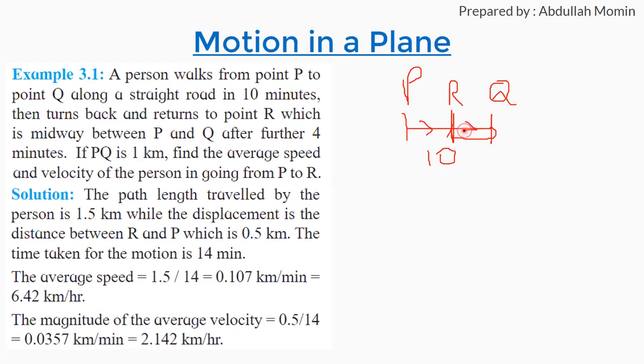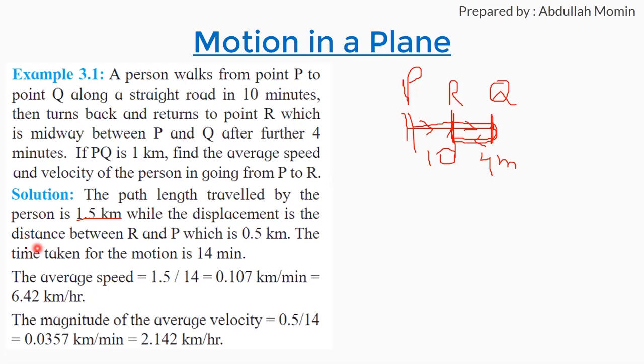Initially the person moves from P to Q in 10 minutes, then comes back from Q to R in 4 minutes. If PQ is 1 kilometer, find the average speed and velocity of the person going from P to R. So P to Q, this distance is 1 kilometer. When the person moved from P to Q, it covered 1 kilometer, and then after returning to the midpoint R, the total distance covered, that is the path length traveled, is 1.5 kilometers.